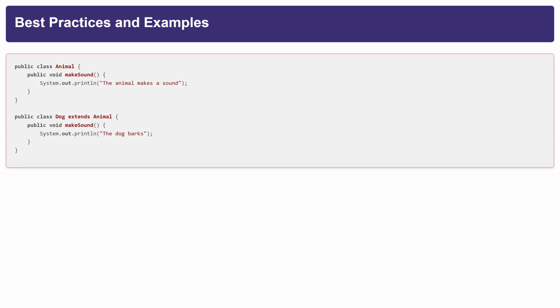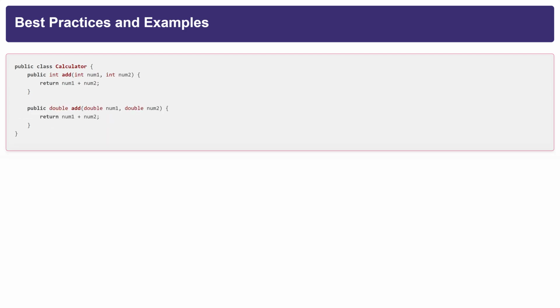Let's take an example to understand method overriding in Java. Here, we have a parent class called animal with a method called makeSound that prints, "the animal makes a sound." We also have a child class called dog that extends the animal class. The dog class overrides the makeSound method and prints, "the dog barks." When we create an object of the dog class and call the makeSound method, it will print, "the dog barks," instead of "the animal makes a sound."